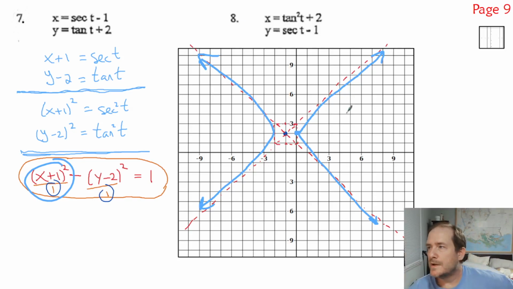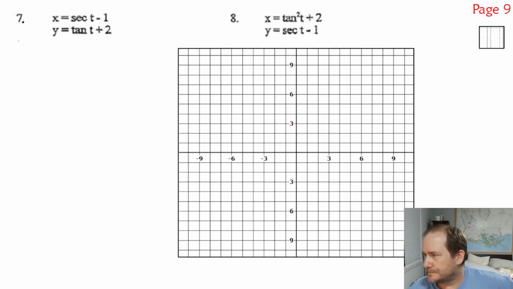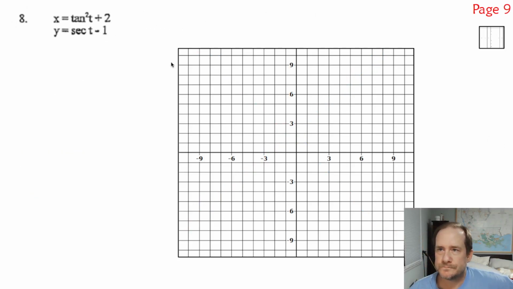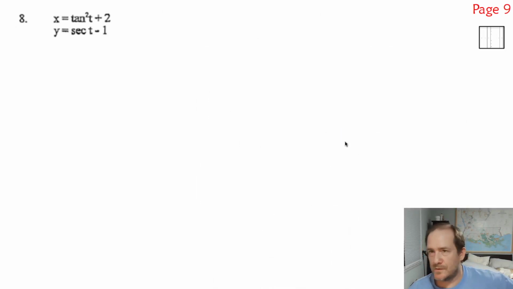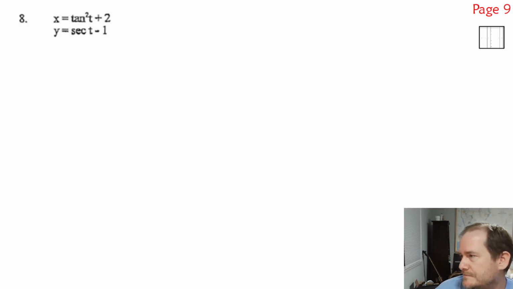Moving on. Number 8. It didn't do what it was supposed to. All right, so for 8, hopefully you know what this is going to be. It's going to be a parabola. And again, that's because tangent is already squared, so I will not need to square x. I will need to square y though.